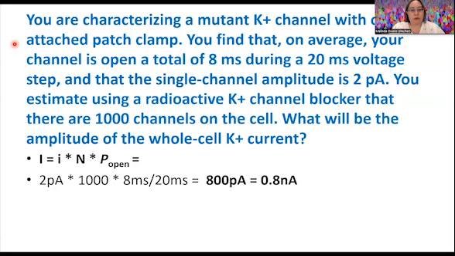Okay, so we will want to start with this formula, right? Each individual current is 2 picoamps. There's 1,000 channels overall. Okay, and what's the probability? It's not given to you directly, but you know that it's open 8 milliseconds for every 20 millisecond interval. So you can divide 8 by 20 to find the probability of it being open. And so if you do all this, you get 800 picoamps, which you can leave like that, or you can convert it to 0.8 nanoamps.